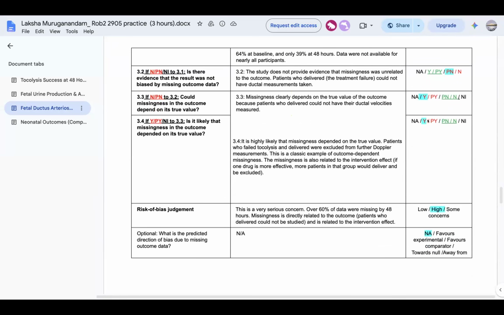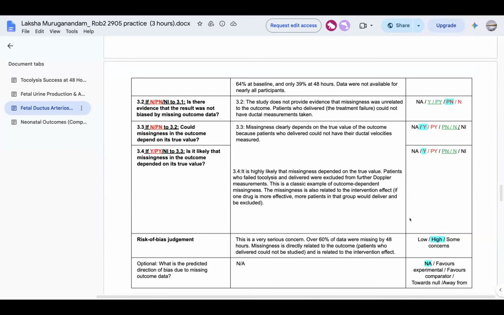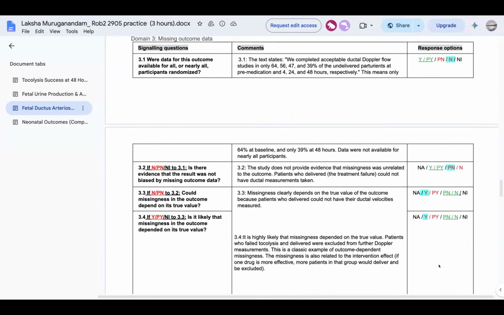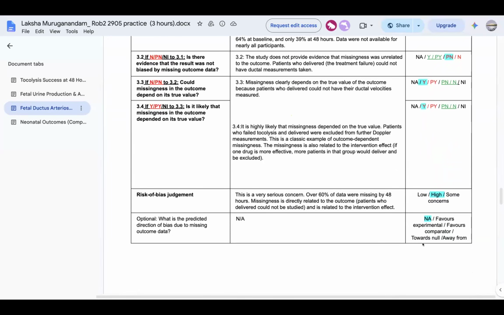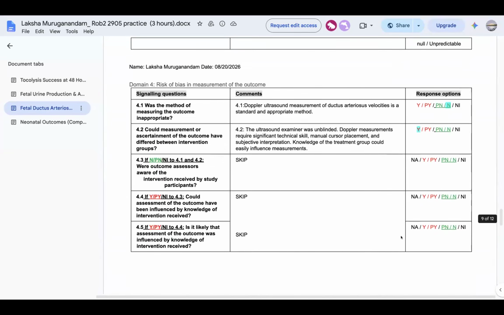Did we get a similar answer or was it different? I put yes. Okay. Which means the judgment would be high based on the answers. Yes. Did we all get that? Yeah, it would be high. Okay, for the judgment. And since we always have to go with the highest one, the whole thing is going to be high. Yes.